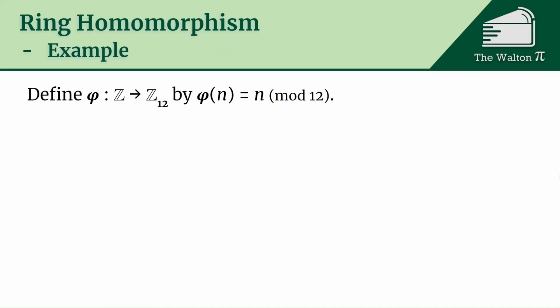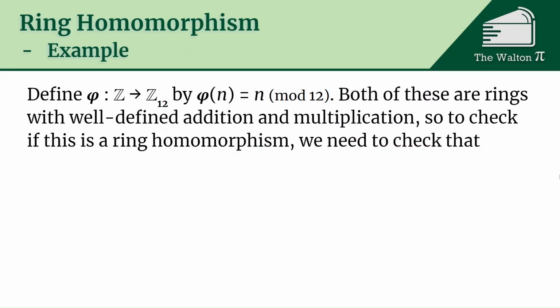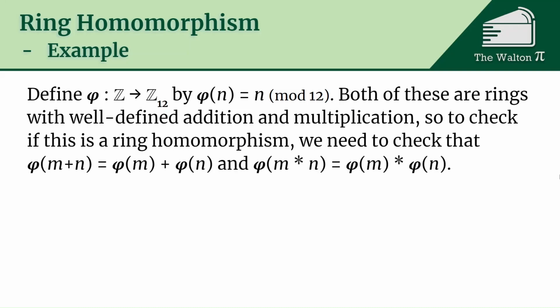Let's define phi from Z to Z12, where Z12 is the integers mod 12, by phi of n is equal to n mod 12. Both of these are going to be rings where we have the standard addition and standard multiplication, which are well defined in both cases. So to check that this is a ring homomorphism, we're going to need to check that phi of m plus n is phi of m plus phi of n, and that phi of m times n is phi of m times phi of n.